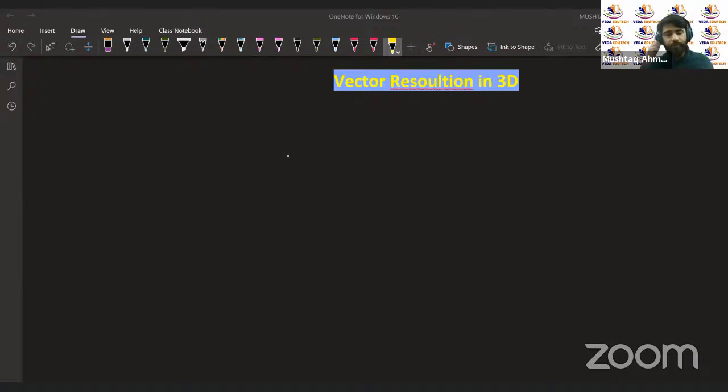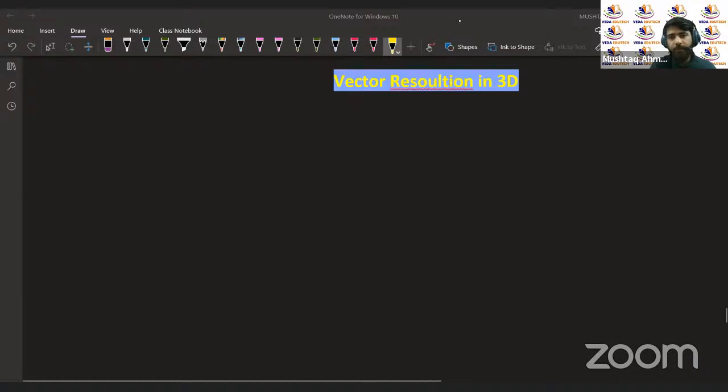Good evening, everyone. In the last class, we discussed the resolution of a vector in 2 dimensions. But today in this class, we'll be talking about the resolution of a vector in 3 dimensions. So we'll be resolving a vector in 3 dimensions into 3 components. One component will be along X, another component will be along Y, and the third component will be along Z.